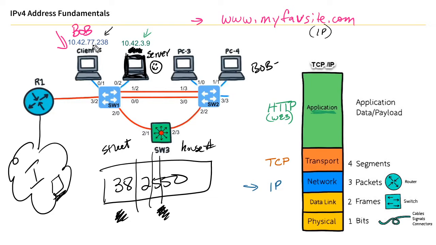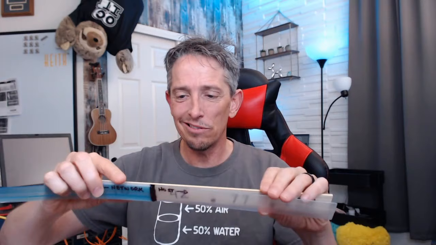So if we took this address here, and this is the address right off our computer, so I'm going to bring that back for a moment. So this is Bob's computer, 10.42.77.238. That hasn't changed. Here's the IP address in dotted decimal, four numbers, three periods. And if we use this mask right here, like that, here we go, let me line that up.